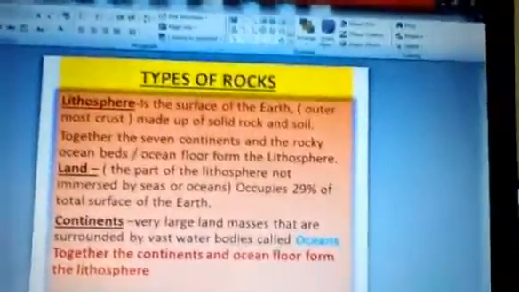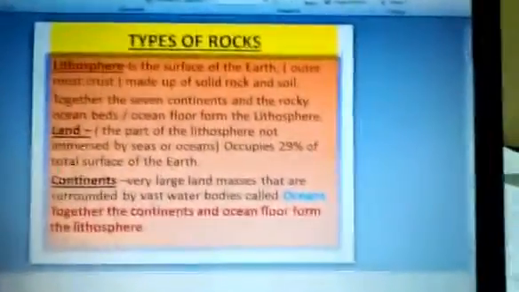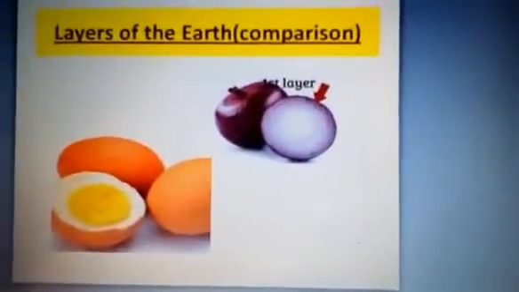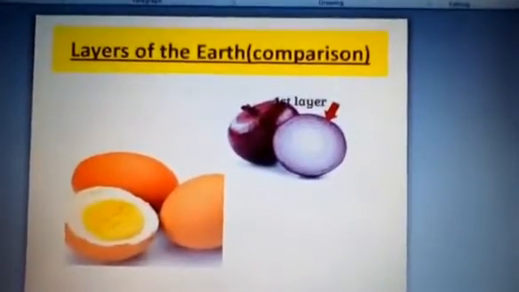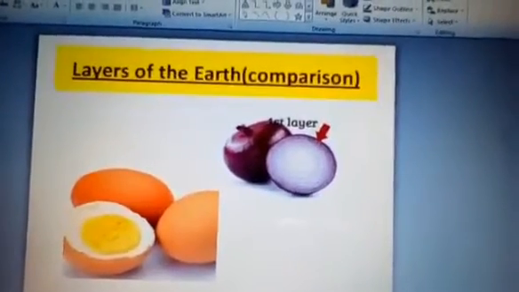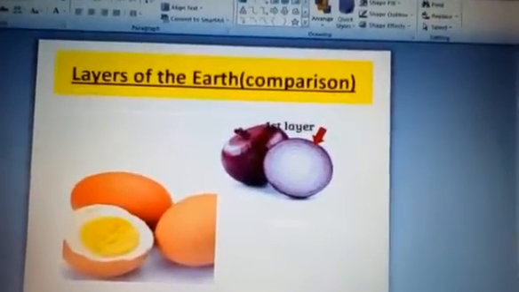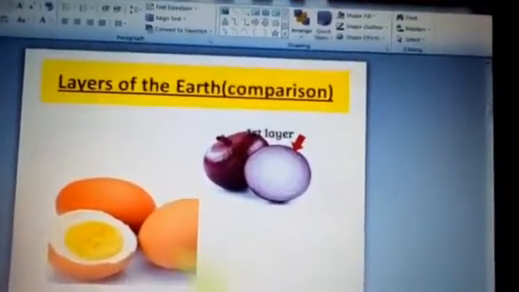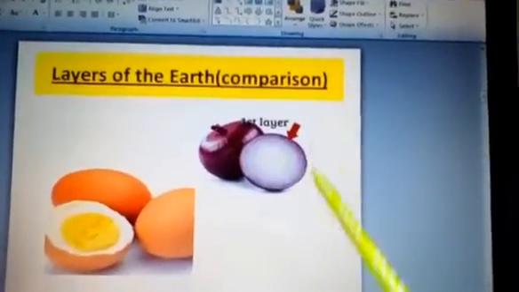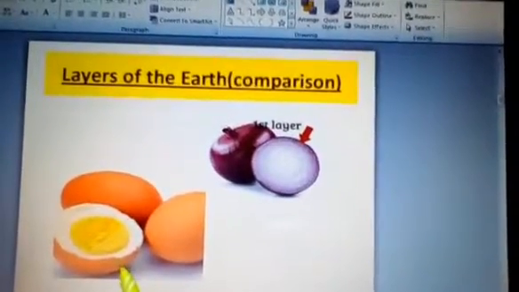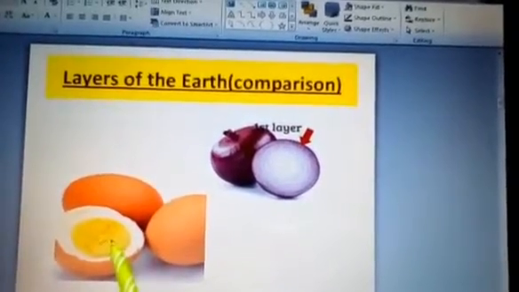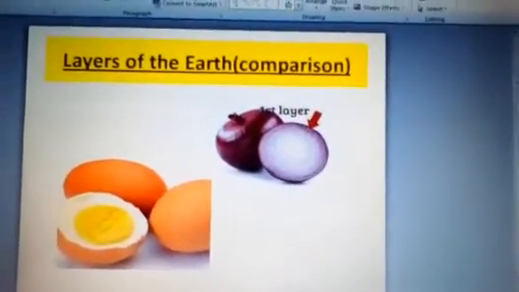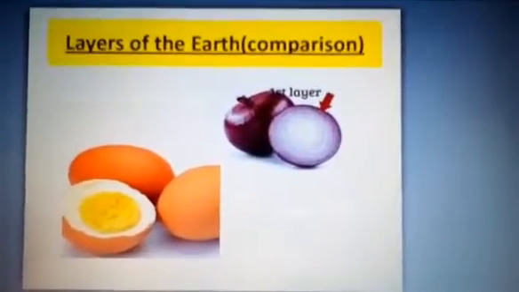Now we need to understand the word crust in detail. To understand that, we must first understand that the earth is made up of several concentric layers, exactly like an onion or a boiled egg. When we slice them, we see layers. Similarly, the earth is also divided into layers. In an egg you see three layers: the topmost one, the shell, then the white layer, and then the yellow or yolk layer. Exactly like that, there are layers inside the earth.